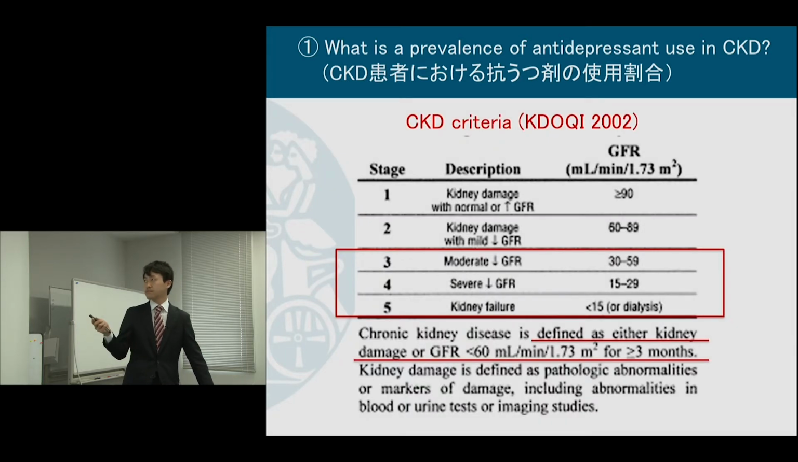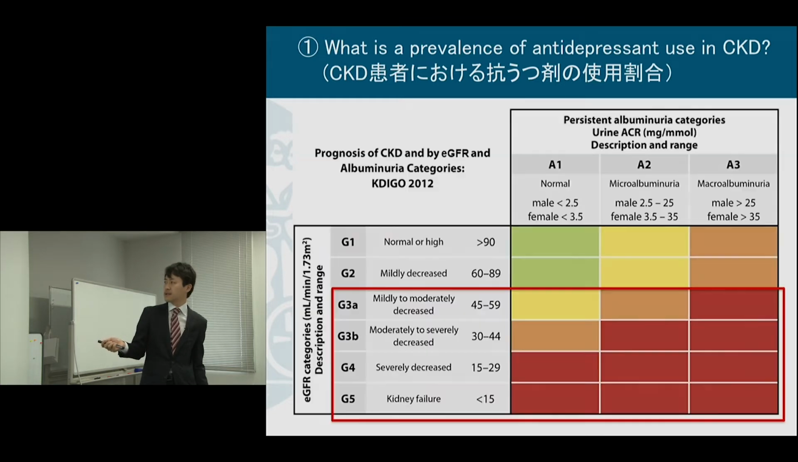And this is a kind of established criteria internationally, the CKD criteria of 2002. My research study population is defined by eGFR, estimated glomerular filtration rate, calculated from serum creatinine results, equivalent to stage 3 to 5. So my research focus was this patient group among CKD. And these days, a more sophisticated CKD classification is proposed.